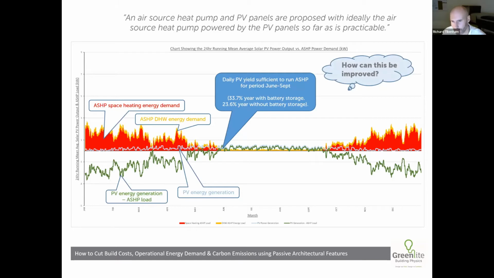So how can we improve on this? Perhaps we could introduce some further solar heat gain to reduce these heating loads, because that's the primary.